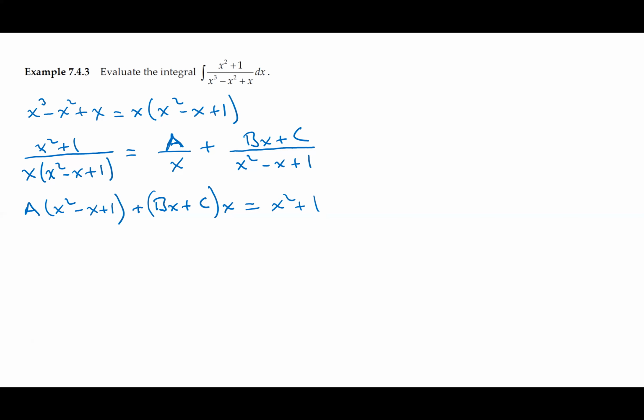And so again, I could let x be 0, and if I do that, that's going to get rid of the second term, so that I'll just have a times, well, 0 minus 0 plus 1 is 1. And then on the right-hand side, 0 plus 1 is 1. So I get a equals 1. That's nice. Okay.